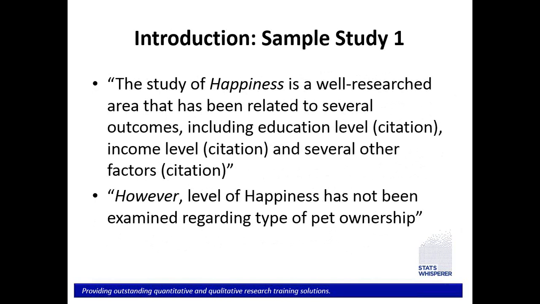So if we were to put this in the context of sample study 1, we might say, the study of happiness is a well-researched area, right, that has been related to several outcomes, including educational level, income level, several other factors, all with citations supporting those statements, right? So whenever we make a statement, we need a citation that supports that statement, right? So we're saying we're examining happiness, which has far-reaching effects into almost every part of your life, right? So we're saying why it's important.